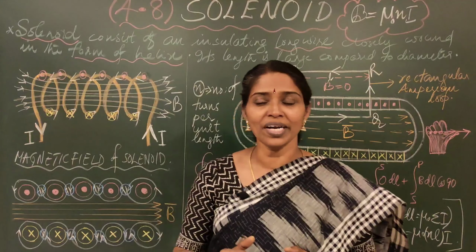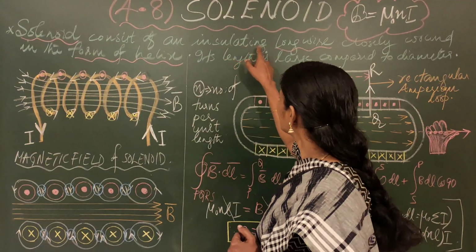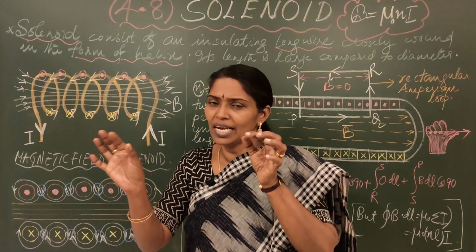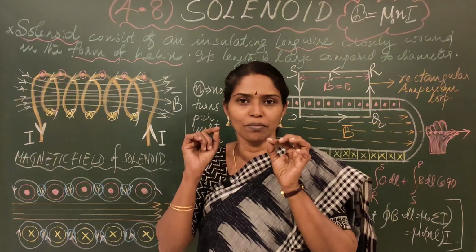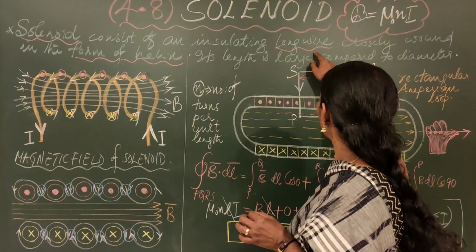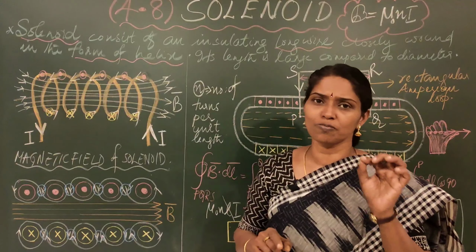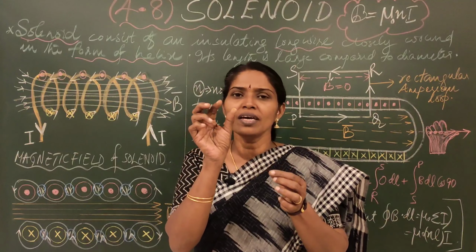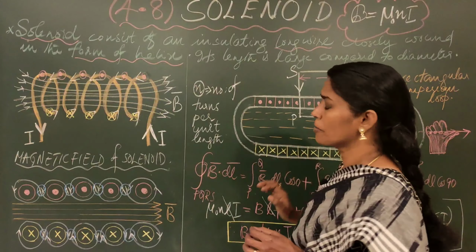So what is a solenoid? A solenoid consists of an insulating long wire. I told you it is in the form of a helix or a spring, so each wire is insulated from its neighbor. An insulating long wire closely wound in the form of a helix or spring, the usual spring which you put inside a pen, the same spring. Its length is large compared to the diameter.